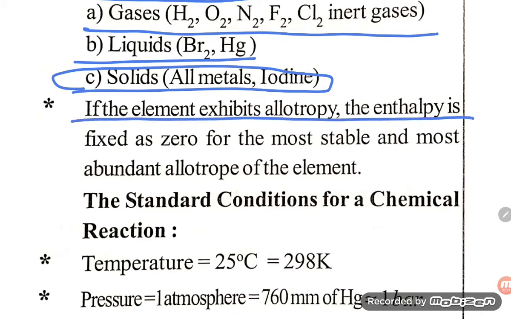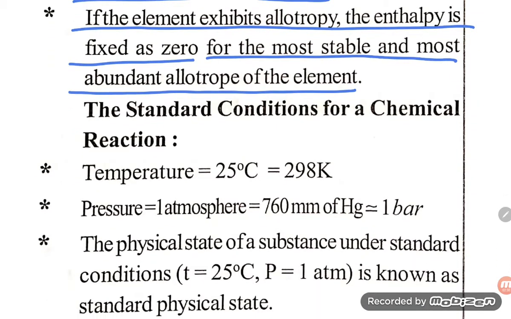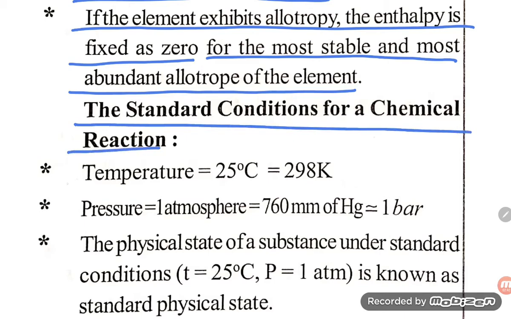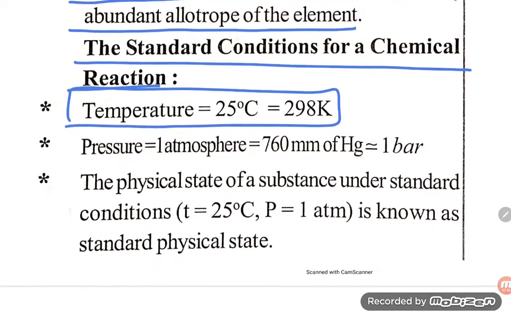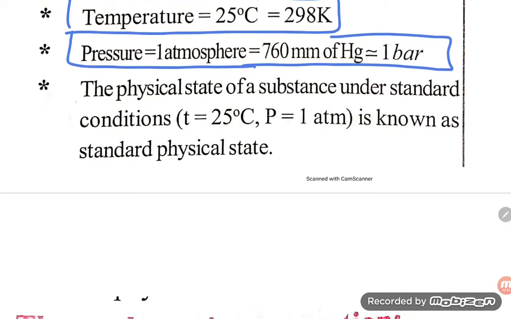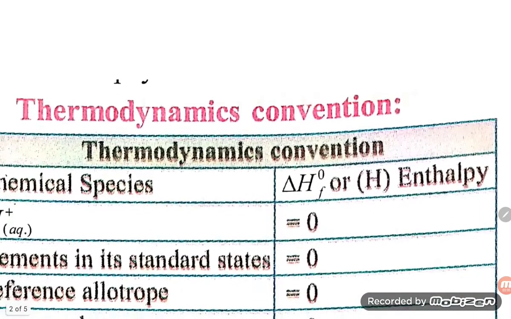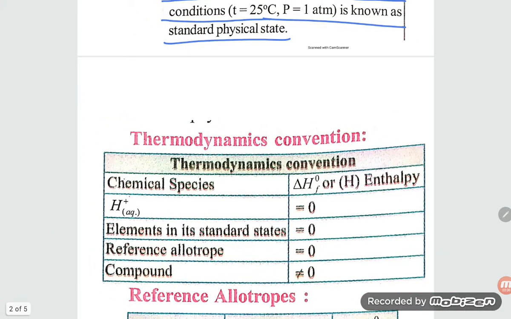If the element exhibits allotropy, the enthalpy is fixed at 0 for the most stable and most abundant allotrope of the element. The standard condition for a chemical reaction is a temperature of 25 degrees Celsius, that is 298 Kelvin, and a pressure of 1 atmosphere, that is 760 mmHg, or 1 bar. The physical state of a substance under standard conditions is known as the standard physical state. In the standard state, the enthalpy of the element is 0.